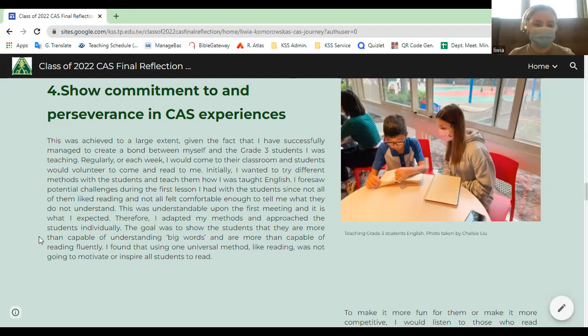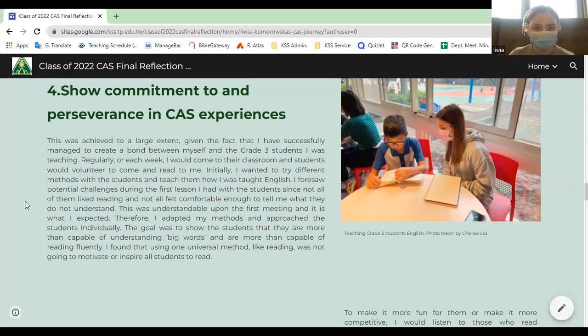Maybe some students may not like a certain method that you are following. Sometimes you will have to adapt yourself, try different alternatives, and be more flexible with some of the CAS experiences. I think this was a good example because some students did not feel comfortable at all with reading or English, so I had to work out a way to work with them. Some were very confident, so I also had to change my method of how to teach them. So yeah, this is how this was achieved.